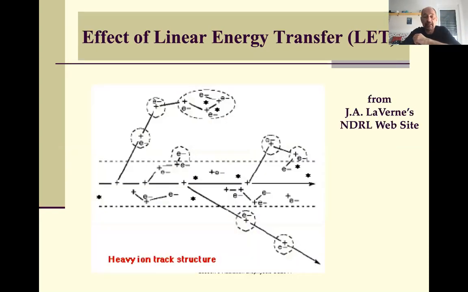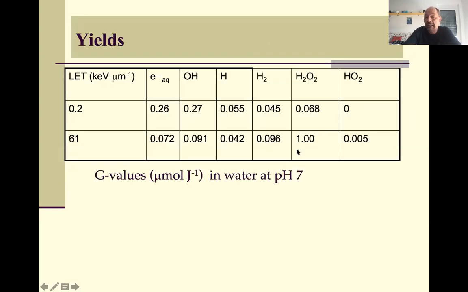And this is the track structures, let's say, showing what in chemistry are called spurs, these regions where you have a lot of events. This is the typical track structure with the electrons and secondary electrons generated. And now look at the G values for two different LET. 0.2 LET, which is typically gamma rays.